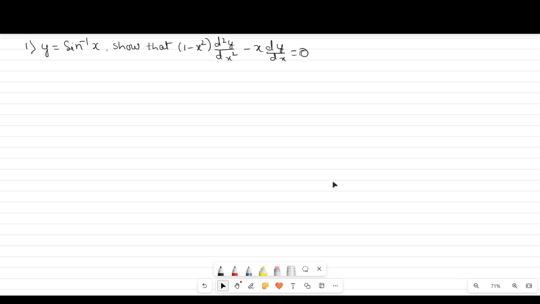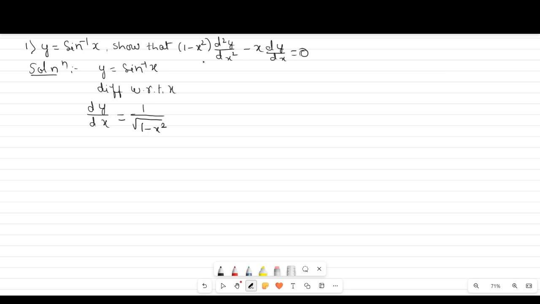Okay, so let me solve this question. It's a very easy question actually, and it also carries 5 marks. Let me see how to do this. The given function is y is equal to sine inverse x. Okay, so I will differentiate this with respect to x. So if you differentiate this with respect to x, that is dy by dx. We know the derivative of sine inverse x is 1 by root of 1 minus x square. See, that is what I have done here. I just differentiated the function y is equal to sine inverse x. This is the first order derivative.